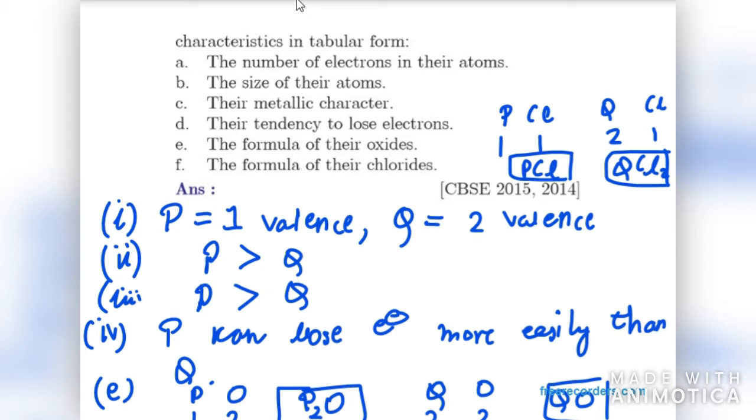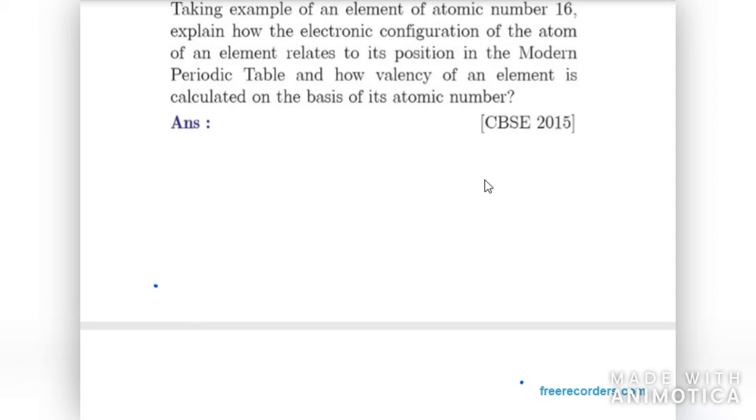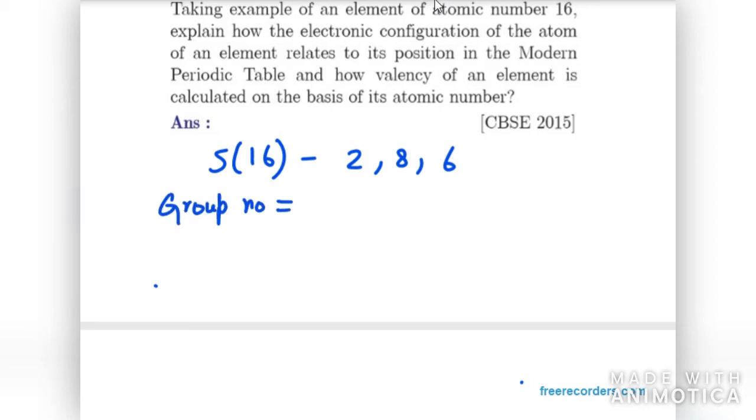Let's do the next one, 5. It says, taking the example of an element of atomic number 16, explain how the electronic configuration of the atom of an element relates to its position in the modern periodic table, and how the valency of an element is calculated on the basis of its atomic number. So let's calculate this. As you know, sulfur is 16, so we can first write its electronic configuration. It will be 2, 8, 6.